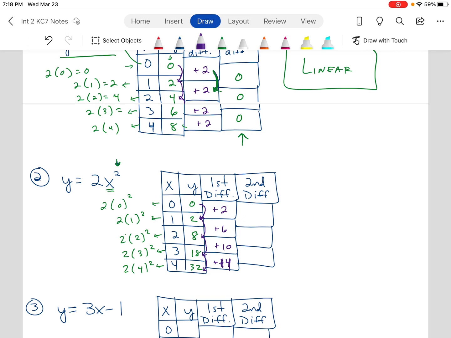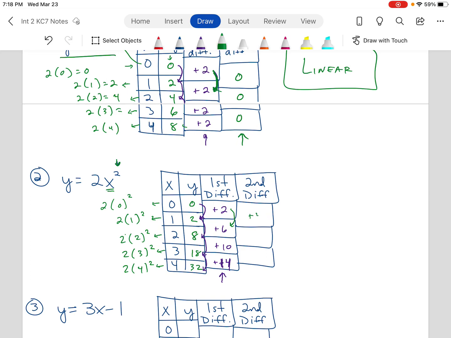Okay, so notice that these differences are different from example number 1. In example number 1, the first differences were all 2. They were all the same number in the first example. Now that is not the case in example 2. They're all different.